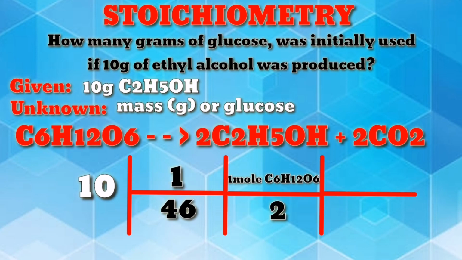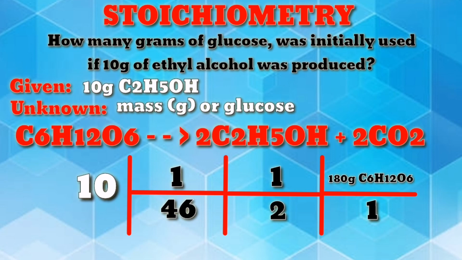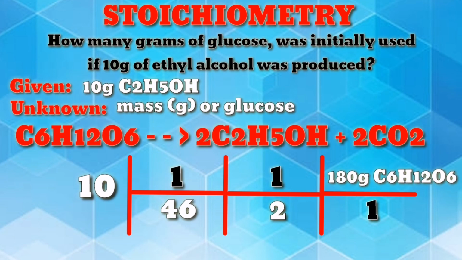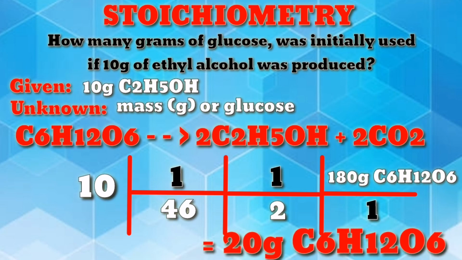Next would be the molar mass of 1 mole of glucose. That is 180 grams of glucose, that should be written above. Then, cancel out mole of glucose, remaining grams of glucose to answer the problem. Now, get your calculator. 10 divided by 46 divided by 2 times 180 equals 20 grams of glucose was produced.